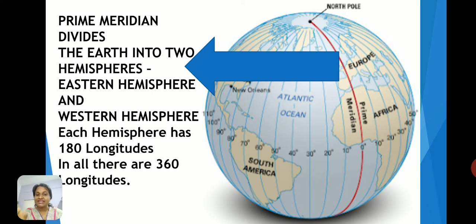Let's just revise quickly. The prime meridian divides the earth into the eastern hemisphere and the western hemisphere. There are 180 longitudes in each hemisphere. How many longitudes are there in the eastern hemisphere? 180. Correct. How many longitudes are there in the western hemisphere? 180. So in all across the globe, how many longitudes do we have? 360. The total comes to 360. So this you have to remember.